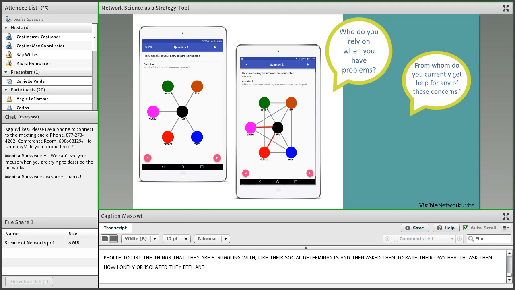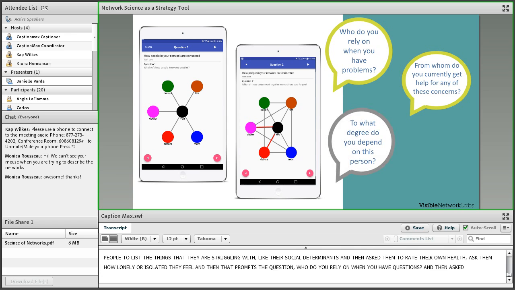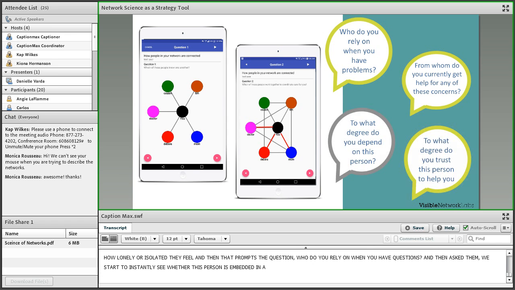So it actually works like this. People use it in clinical settings. We've had firefighters use it, home visitors, teachers in schools, all kinds of places we're trying to pilot it. We ask people to list the things that they're struggling with, like their social determinants, and then ask them to rate their own health, to rate how lonely or isolated they feel, and then we prompt them with the question, well, who do you rely on when you have problems? And they create a little map like this, and with their finger, we ask them, for example, who can help coordinate care for you when you need it? And we start to instantly see whether this person is embedded in a coordinated network of care or not.